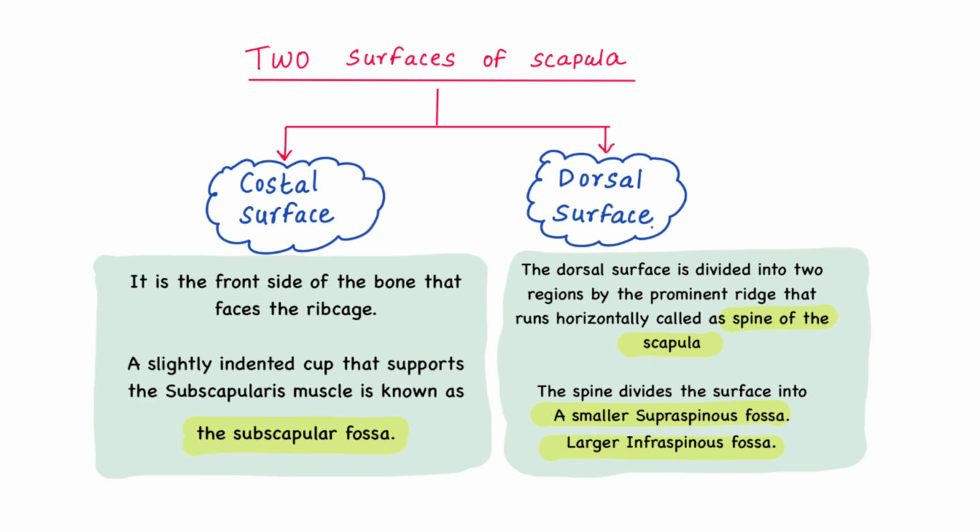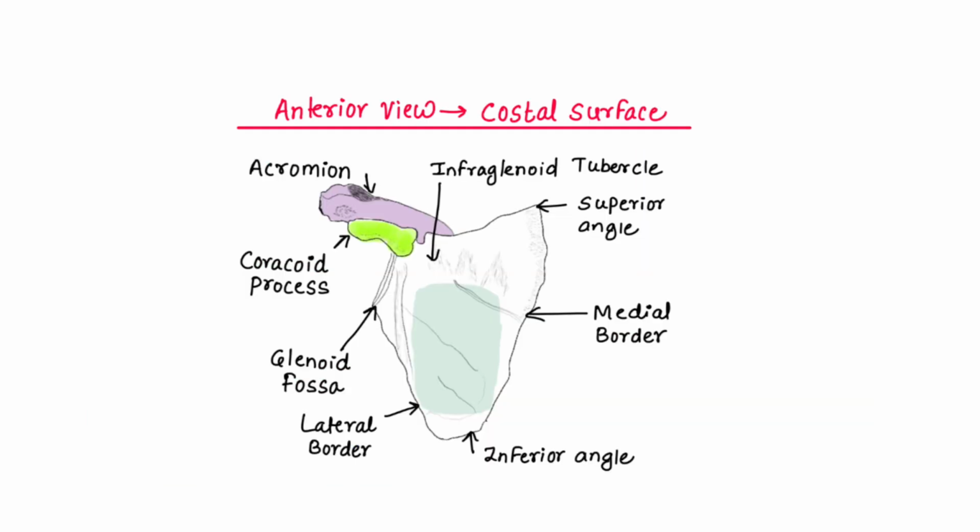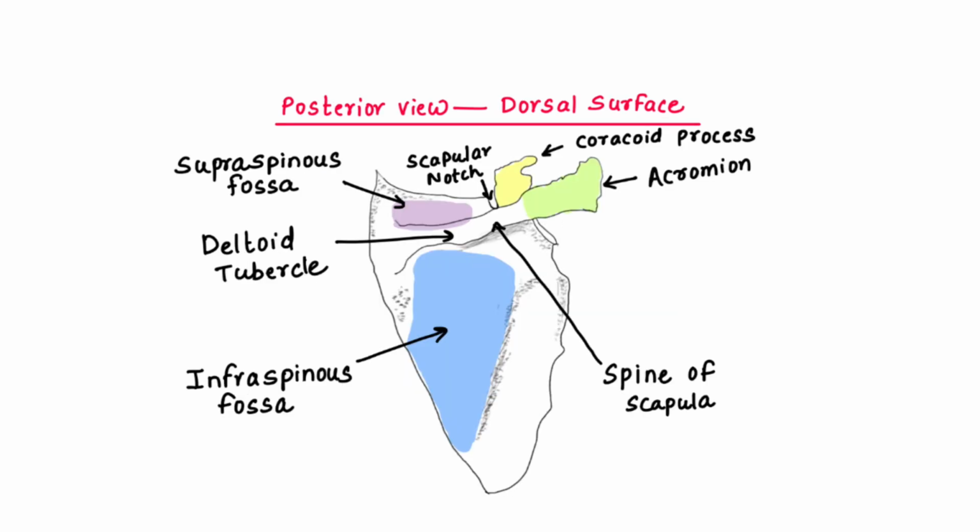The dorsal surface is divided into two regions by a prominent ridge that runs horizontally. That ridge is called the spine of the scapula. Now this spine of the scapula divides the dorsal surface into two parts, called the supraspinous fossa and infraspinous fossa. The supraspinous fossa is the smaller part and the infraspinous fossa is the larger part.